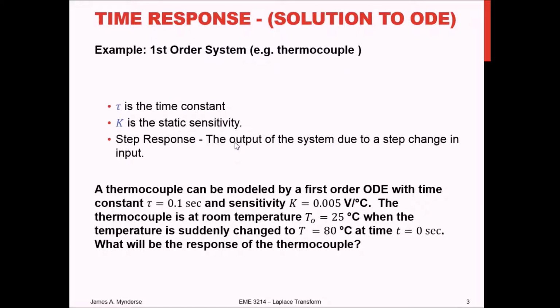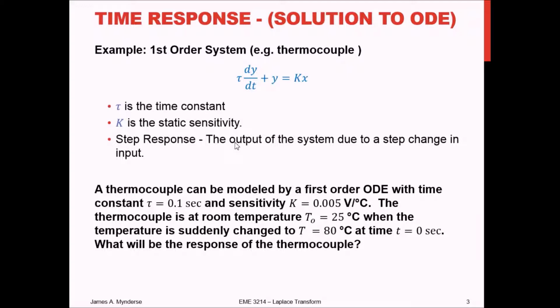Let's do a simple example, a first-order system. This is the type of equation that you have for a thermocouple when you model a thermocouple output. First of all, here's the standard form. We have tau times the derivative of y plus y equals kx. Tau is what we call the time constant of the first-order system, and k is what we call the static sensitivity. So we'll take a look in this example at a step response.